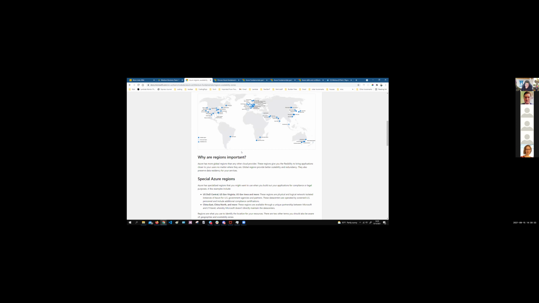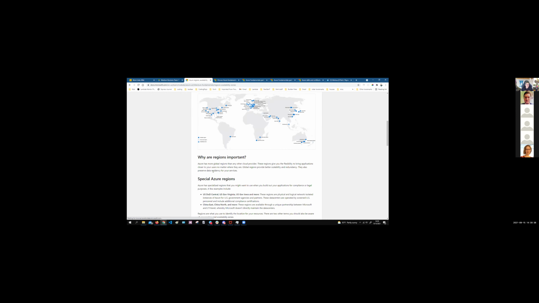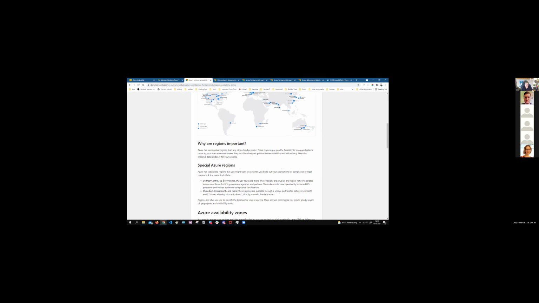There are some special regions. Did this one load yet? Nope. There are some special regions, and they are extremely dedicated, and for certain of these regions, they are only allowed to be used by certain people. Clearly, I'm sure you can figure out that the top one there, the DoD ones, or the US government ones, I cannot deploy an app to the US government Iowa region. I don't have that much power. I'm not the government. So they are dedicated regions.